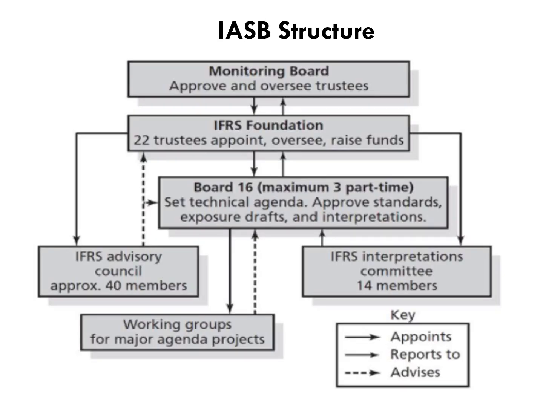Okay, this is the structure of the IASB. We can see from the structure here that the IASB, or the board, consists of 16 members, including a maximum of 3 part-time members. So we have 13 full-time members and 3 part-time members. The role of the board is to set the technical agenda and approve standards, and also to release exposure drafts, including interpretations of the accounting standards.